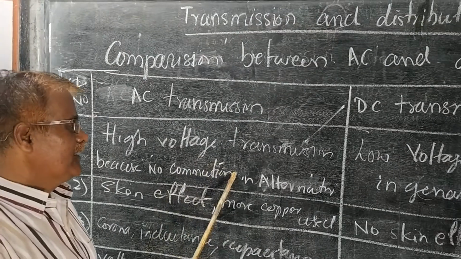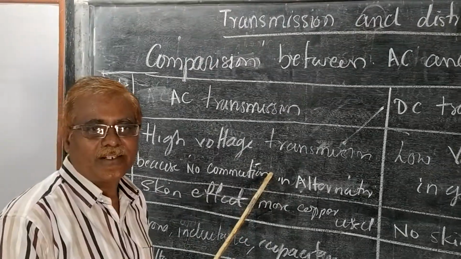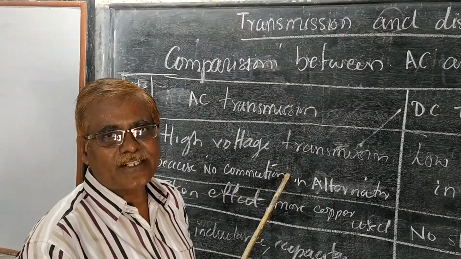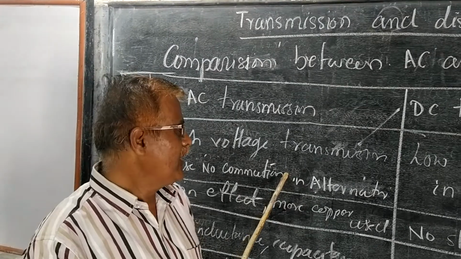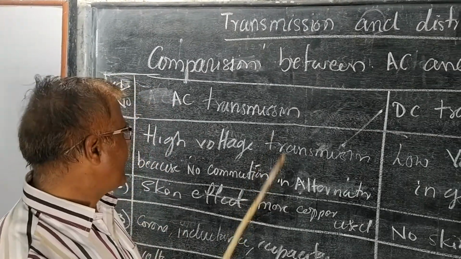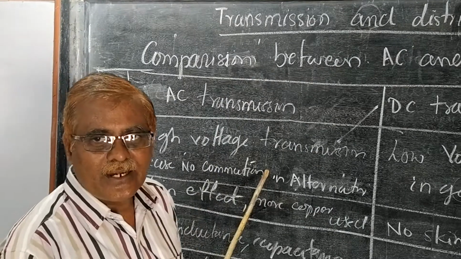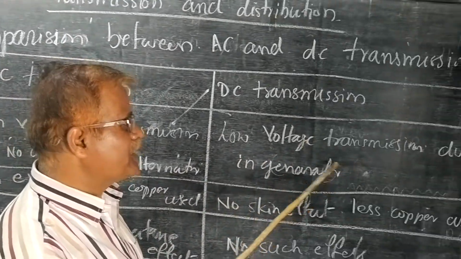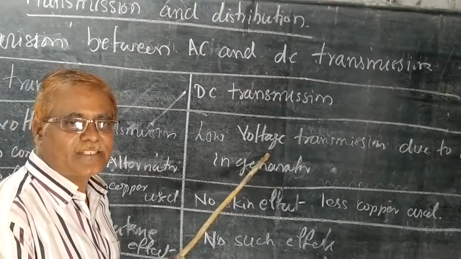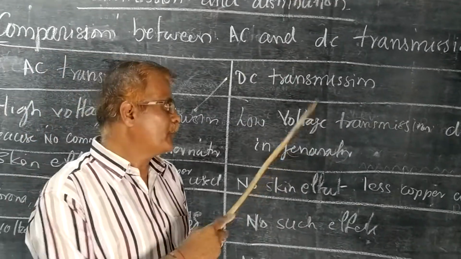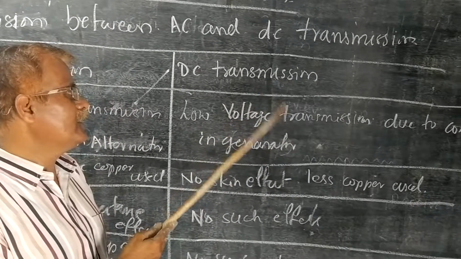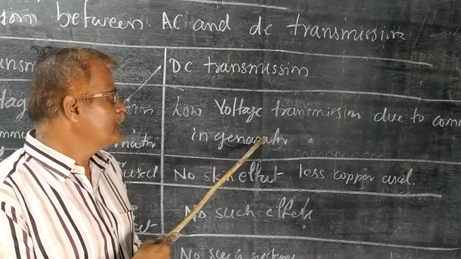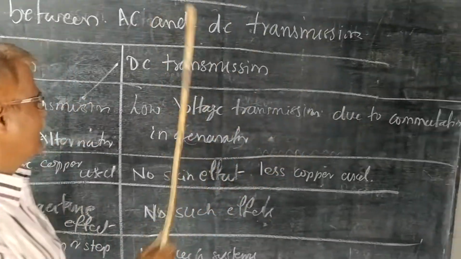In an alternator there is no commutator, hence there is no commutation problem in the alternator. That's why high voltage can be built up in alternators. But in a DC generator there is a commutator. Due to commutation, high voltage is not generated.